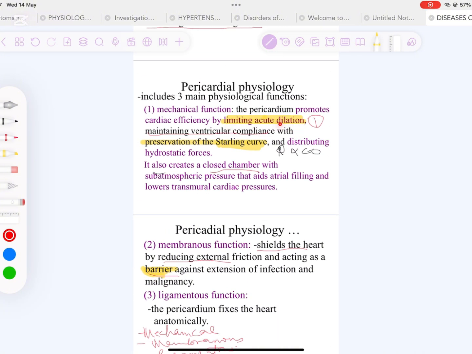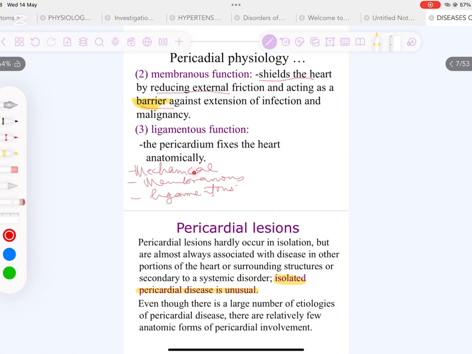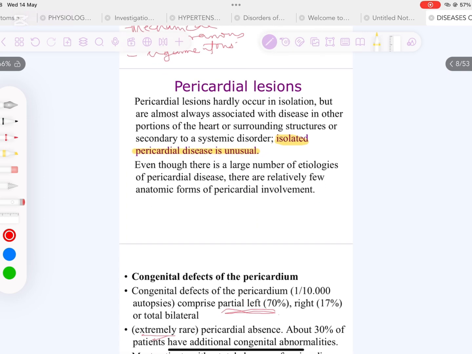So obviously you're talking about filling of the heart, so you're talking about dilatation of the heart, ventricular compliance, Starling curve, atrial filling, and all of that. And then ligamentous function, I already said that fixes the heart anatomically.